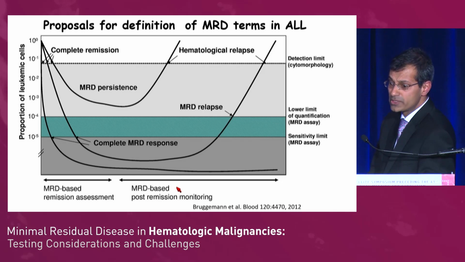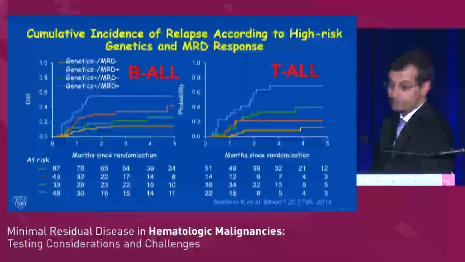There are other proposals for definition of MRD, particularly in ALL. Once the patients have achieved complete remission, but they are MRD positive and the disease persists, you could use the term MRD persistence. If they've achieved complete molecular response and they start to relapse, MRD can actually predict impending hematologic relapse much earlier in the disease course before the patient relapses aggressively.